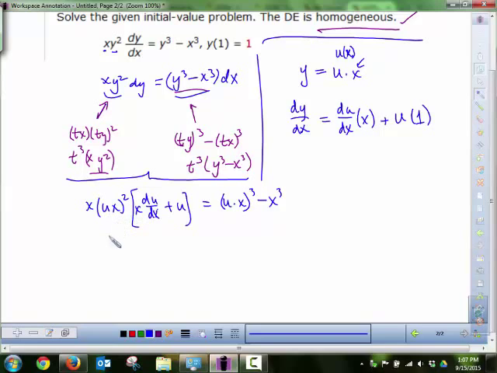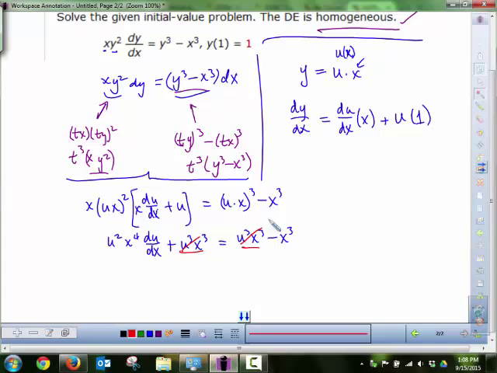All right, let's multiply things out here. I'm going to have u squared, this is x cubed plus another x, that's x to the fourth total, du dx plus u squared times u, that's u cubed x cubed, is equal to u cubed x cubed minus x to the third. Now, I was going to factor out an x to the third on the right-hand side, but good thing I didn't, because I see that these two are in common on either side of the equal sign, so they would just go away.